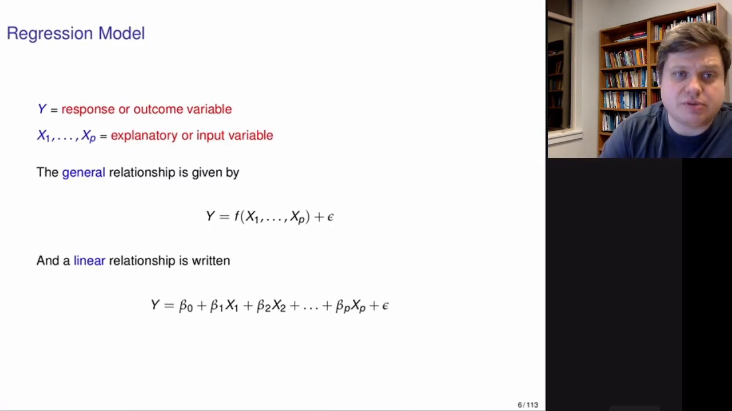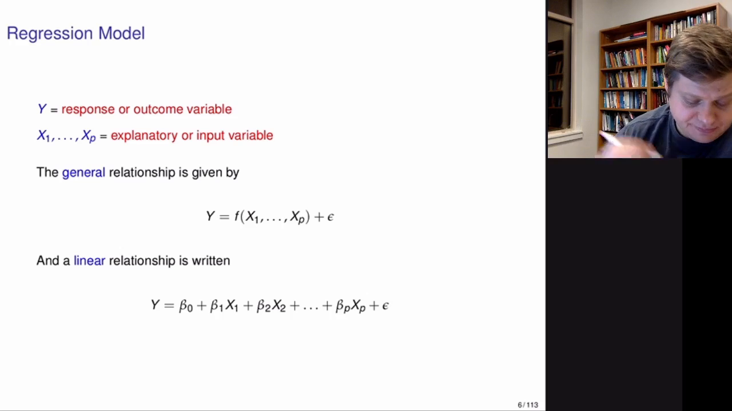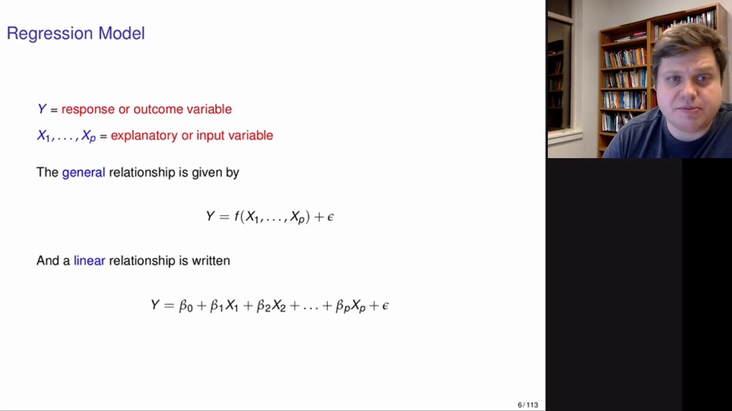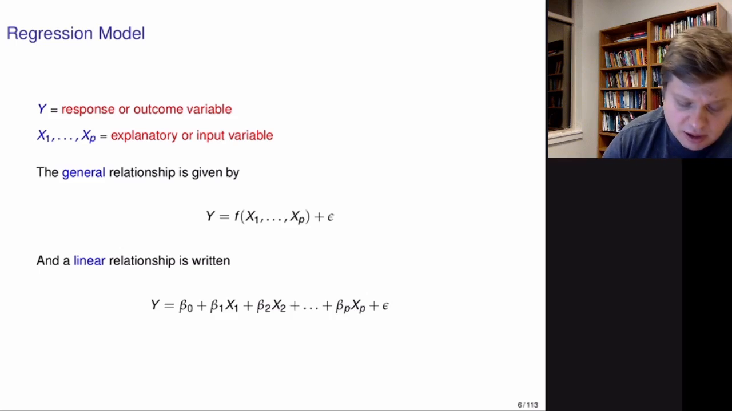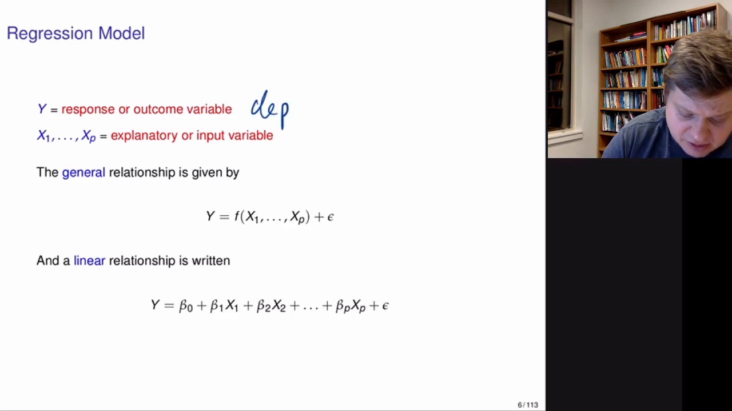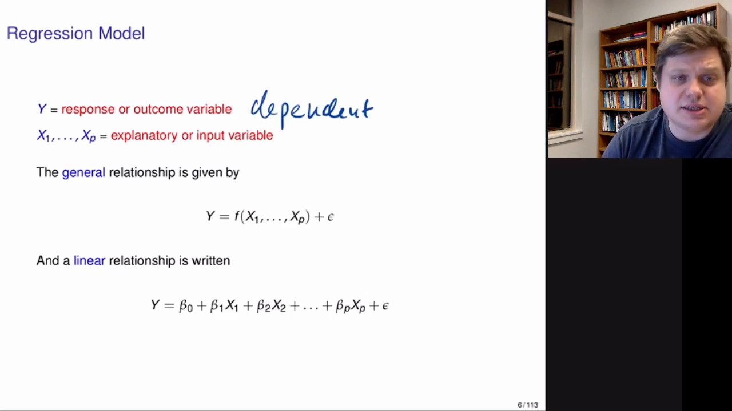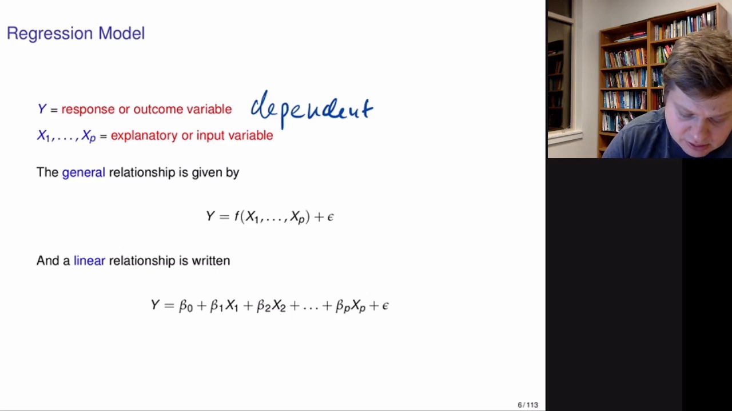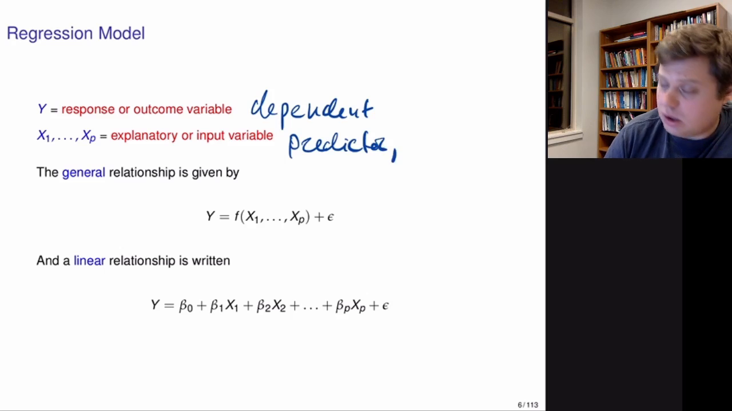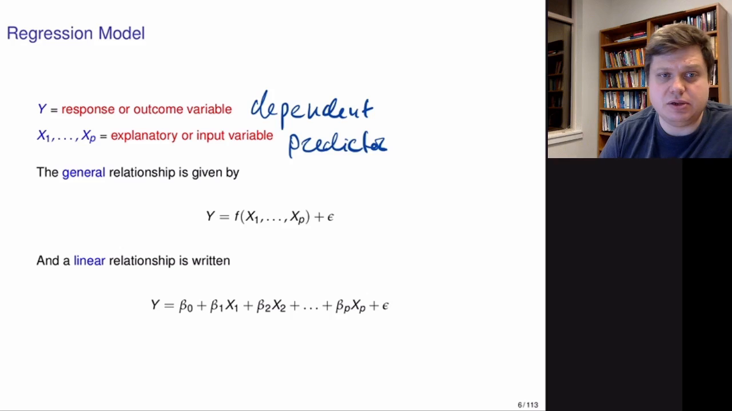This is a general relationship between x and y. You remember the names from the previous set of slides. Y is called response variable, outcome variable, or in other words, dependent variable. And x is called either explanatory variable or input variable or predictor. Those are the names that people typically use for those.